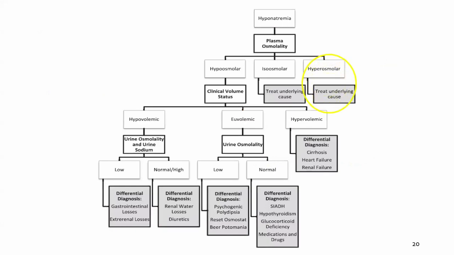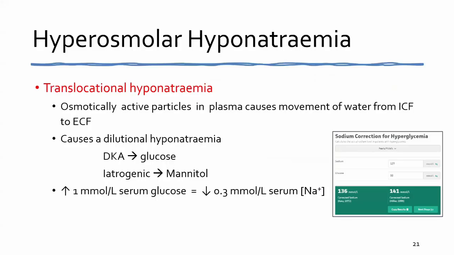And then hyperosmolar hyponatremia is also pseudo-hyponatremia. It's referred to as translocational, also from osmotically active particles. In this case, they cause movement of water from the intracellular fluid to the extracellular fluid, and this causes a dilutional hyponatremia. A common example is in hyperglycemic conditions like DKA or HHS, where the high glucose level in the blood extracts water from the intracellular space into the extracellular space, and then there is this dilutional hyponatremia.